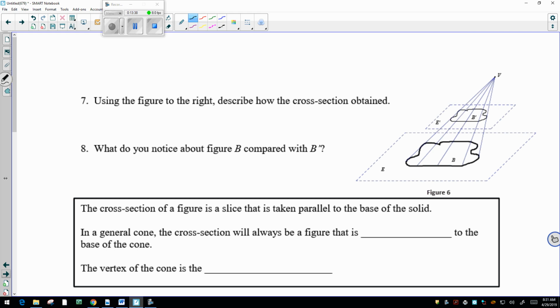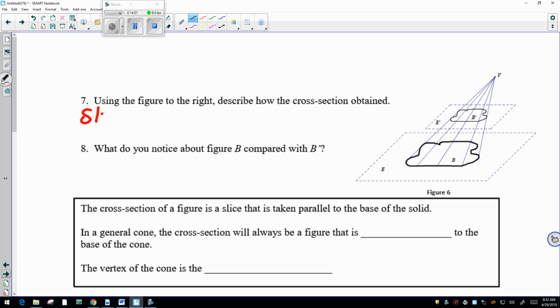It could be a square pyramid if the shape of the base is a square. And then using this figure to the right, we're going to describe how the cross-section is obtained. If you take a look, these rectangular objects are trying to show you planes. The one on the bottom is showing this random curvy figure sitting on this large plane. And when we take this cross-section, the planes are always parallel.